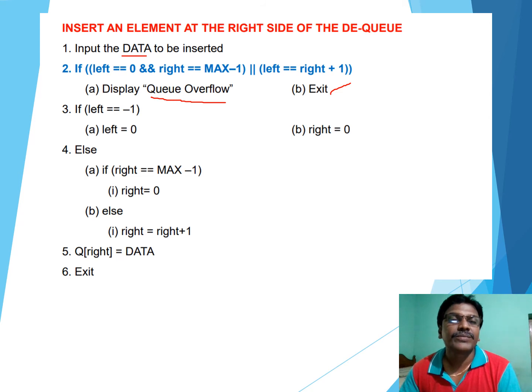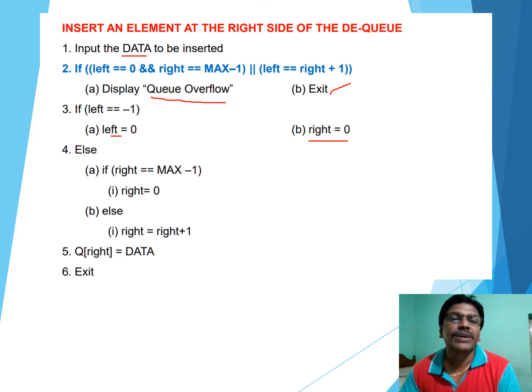So simply exit. Otherwise, if left equals minus 1, it means it is the first element of the insertion. So assign left equals 0 and right equals 0, because of the 0th indexing, the first element of the queue.